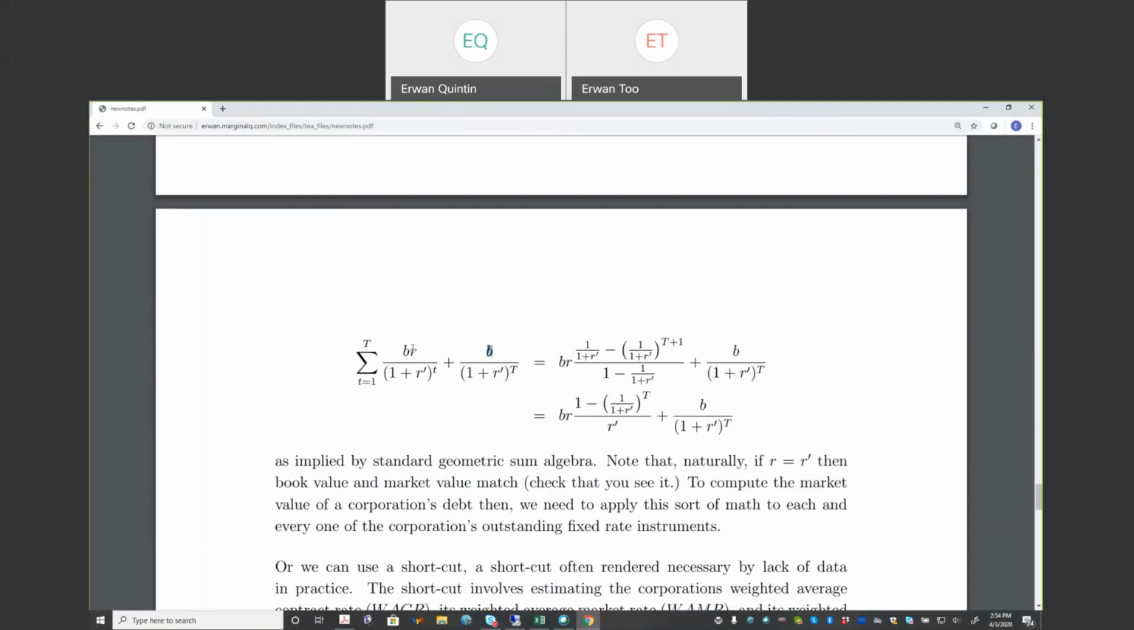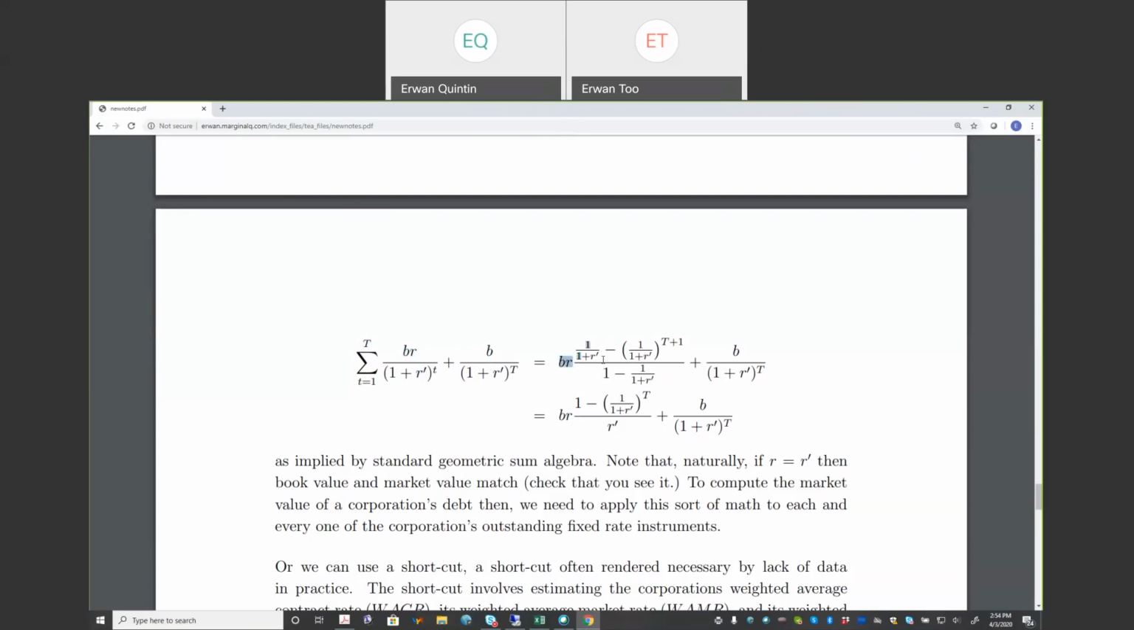Okay, so these two here are all the payments that I'm going to get. I'm going to get capital T coupon payments of size BR, and then one final payment of size B. And all I need to do is to discount this at the market rate. And here I'm using notation R prime for the market rate at a particular point in time.